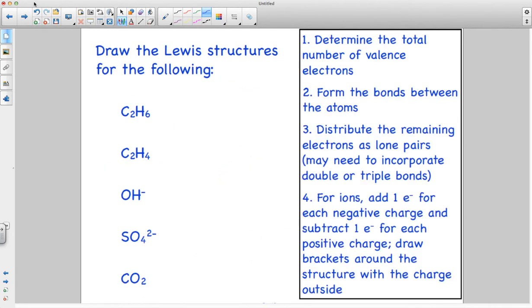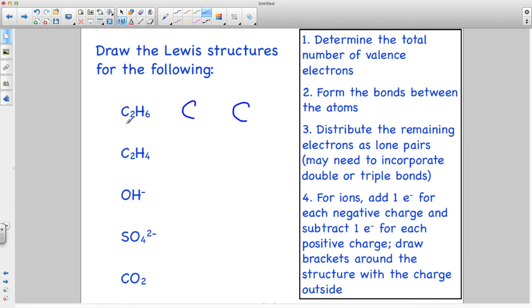Here are the rules one more time to help you out. So you determine the total number of valence electrons first of all, and then you're going to form bonds between the atoms. Recall that you want to put the less electronegative element in the center, with the exception of hydrogen, and that's because I know that hydrogen is less electronegative than carbon, but the problem is you can't stick hydrogen in the center because there's only 2 bonding sites.